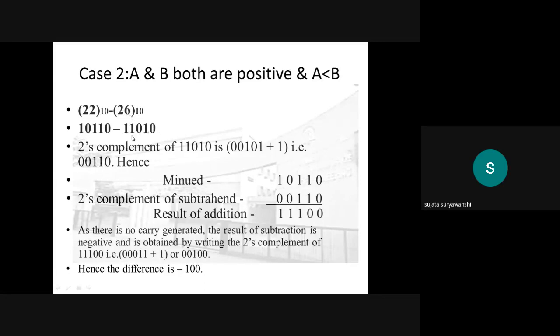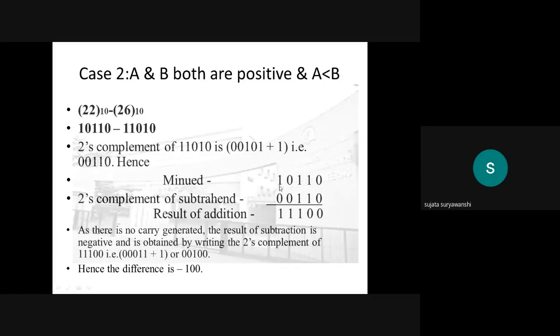First of all, you have to find the 2's complement of 26. How to find the 2's complement of 26? Start from the LSB, write the 0 as it is, then write down the first 1 as it is, and alter the remaining bits. That is, 0 becomes 1 and 1 becomes 0. This is the 2's complement of 26. After getting it, you should just add it into 22.